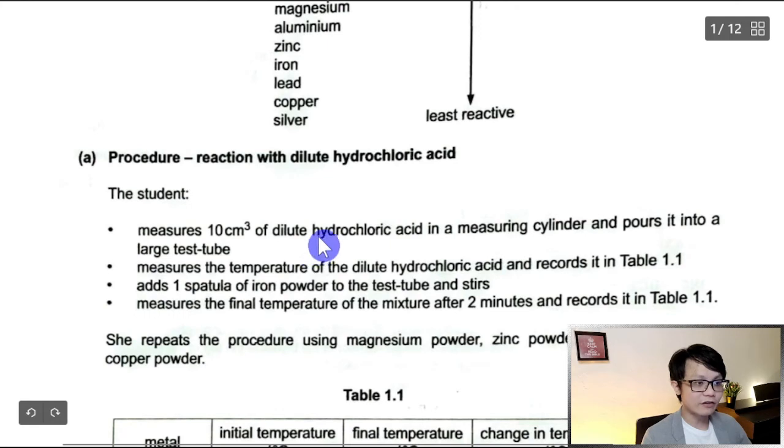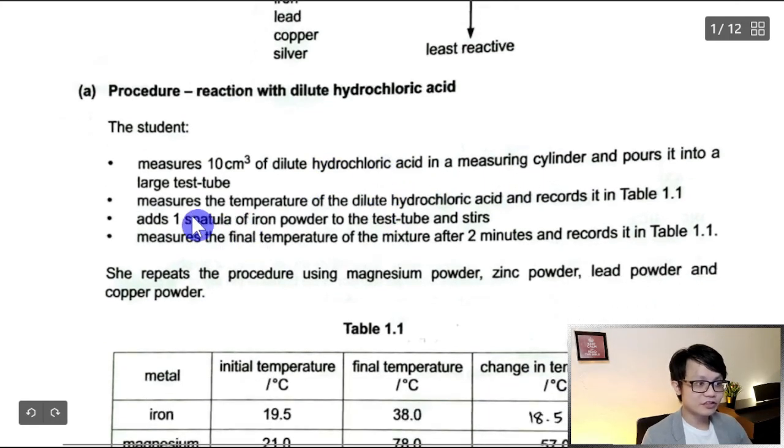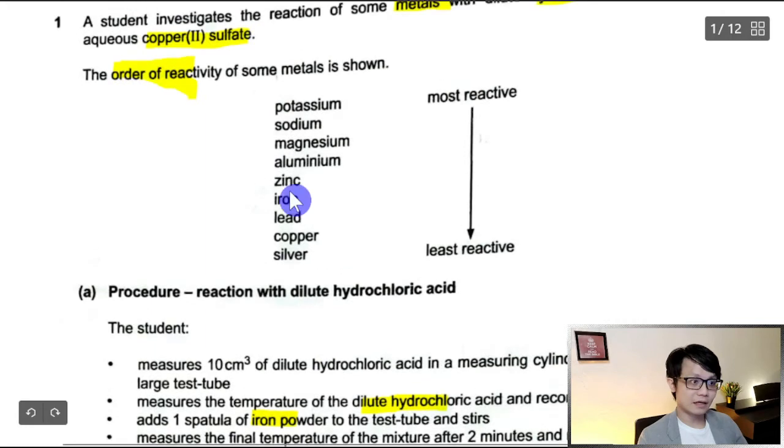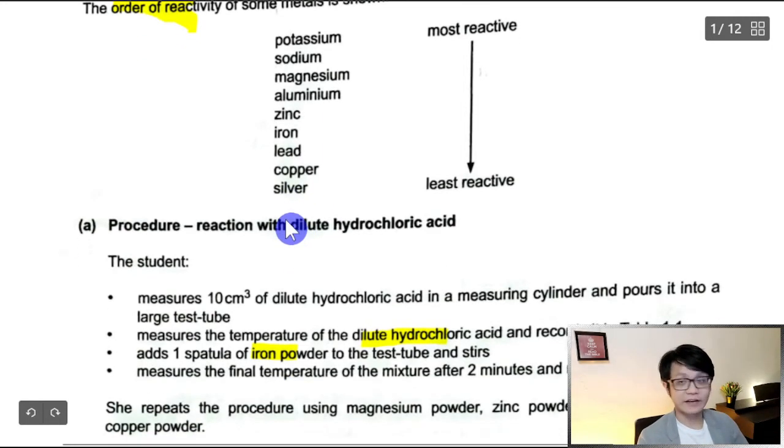The student measures hydrochloric acid and puts it in the test tube, measures the temperature of the hydrochloric acid and adds 1 spatula of iron powder. So basically he just wants to take the acid, add the iron powder and stir it, and we see what the effect is. Of course the upper one will be more reactive, the lower one will be less reactive. For example, copper, silver, gold, mercury: we know that gold is at the bottom, though it didn't write, we know that it is really not reactive and nothing will happen.